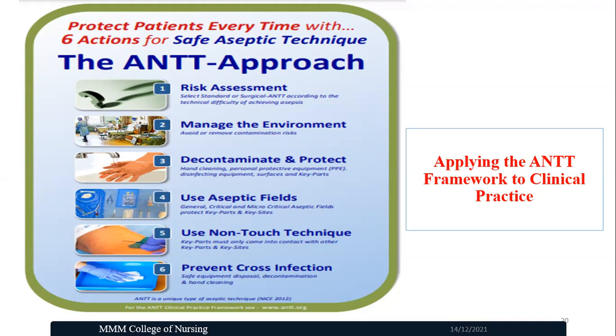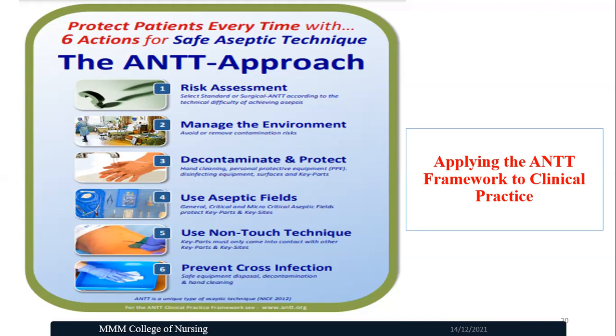The second action is manage the environment, that is avoid or remove contamination risk from the patient care environment. And the third action is decontaminate and protect by hand cleansing, personal protective equipment, disinfecting equipment, surfaces, and the key parts. And the fourth action is use the aseptic fields, that is general aseptic field, critical aseptic field, and the microcritical aseptic fields, and protect the key parts as well as the key sites.